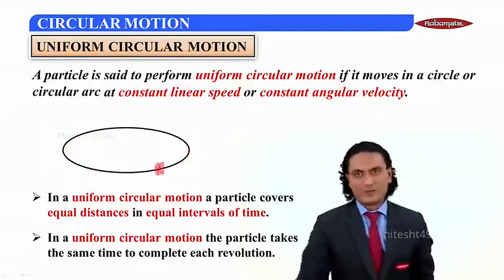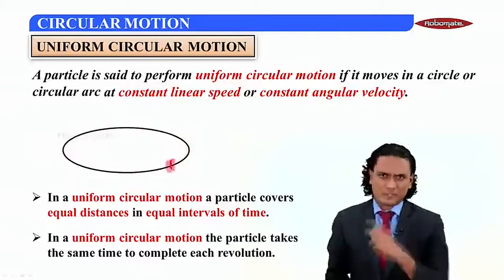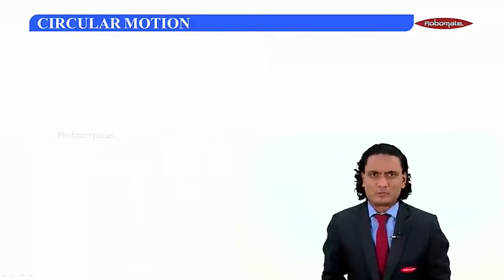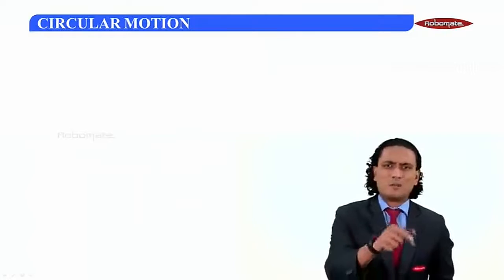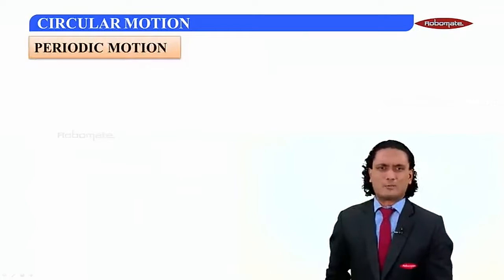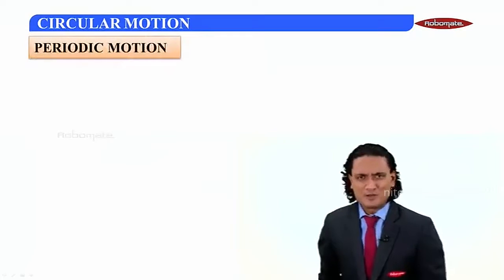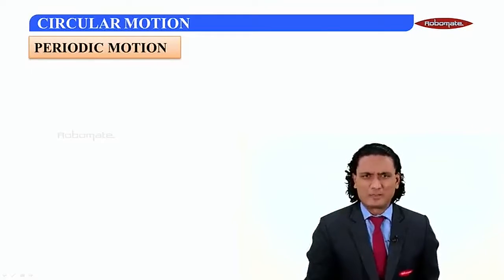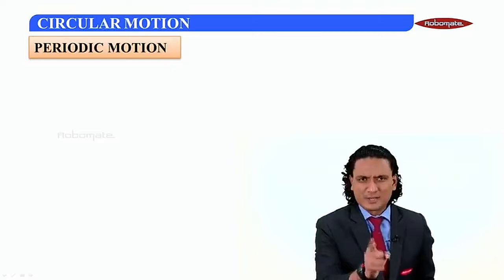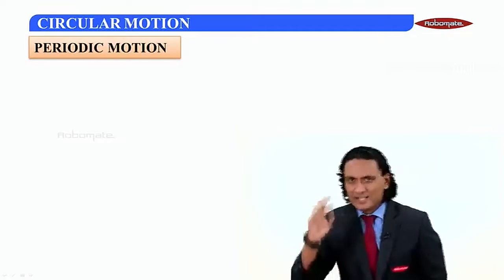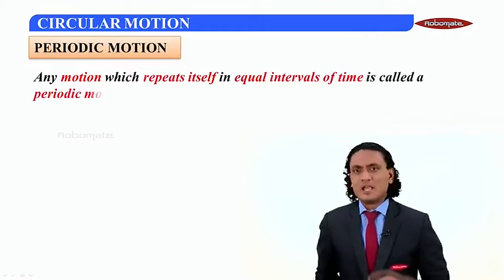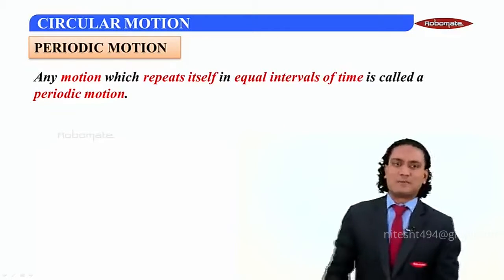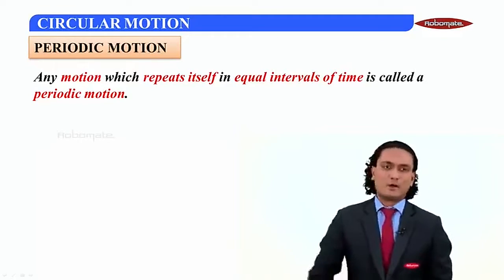Is that clear? Fine. Now students, I'm going to explain it to you more about this UCM, uniform circular motion. For that, let me bring in one more type of motion. This is called periodic motion. Have you heard this name before? No? Periodic motion. Can you guess what is this periodic motion? Yes? Very good. Something about time period. Nice. Now students, periodic motion means any motion which repeats itself at equal intervals of time, then such a motion is called as periodic motion.